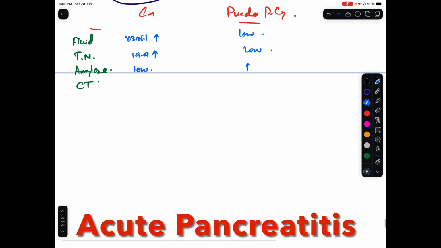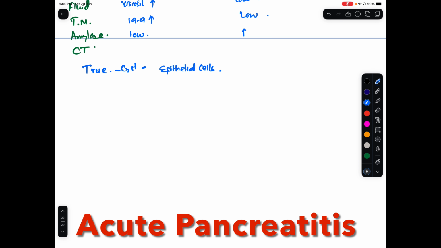What is the difference between true cyst and pseudocyst? In a true cyst, the wall lining has epithelial cells, while a pseudocyst has granulation tissue. So in case of pancreatic necrosis, what investigation are you doing? The patient has pancreatic necrosis, you do CT abdomen with IV contrast.